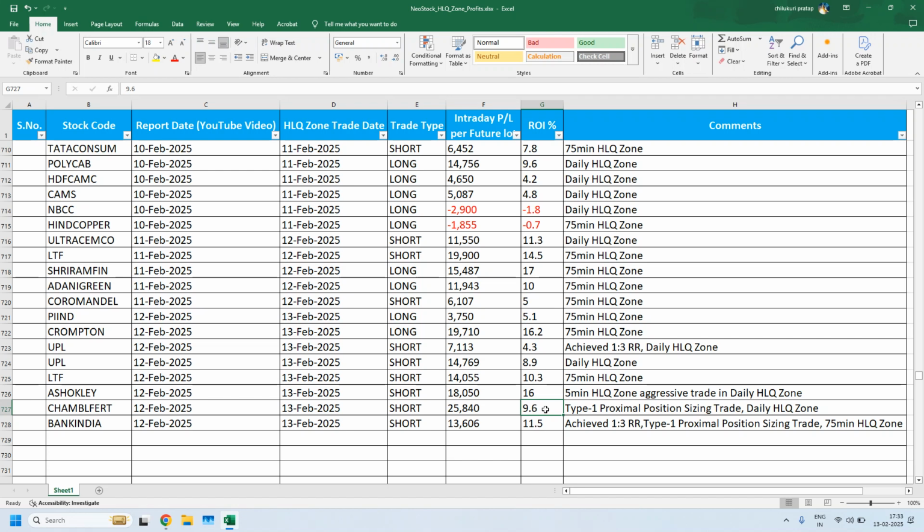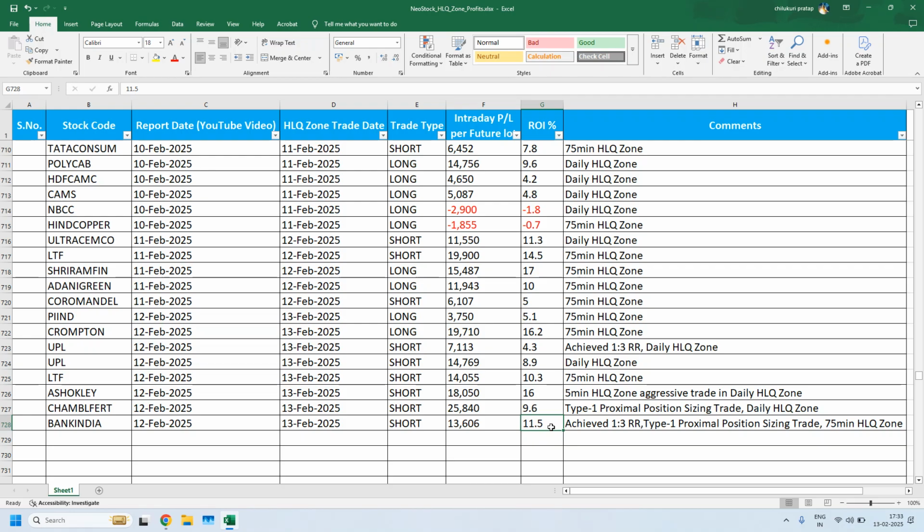4.8% ROI you would have got if you position size. Similarly, Bank of India is also the same. The risk of the zone is type 1 proximal risk is 3%. If anybody would have done position size on the same zone till its target zone, the 15 minutes target zone, it would have given 11.5 as per one future.